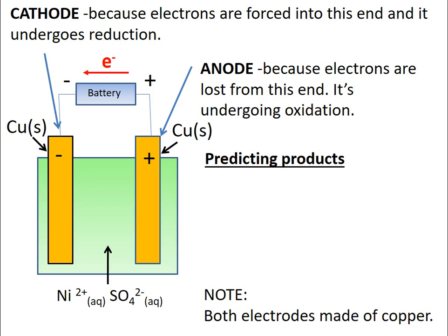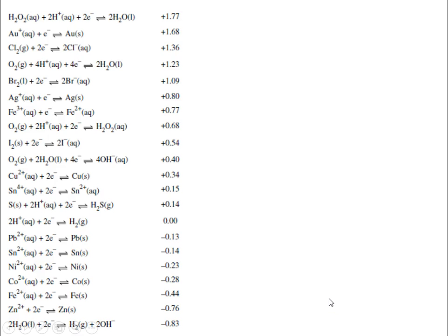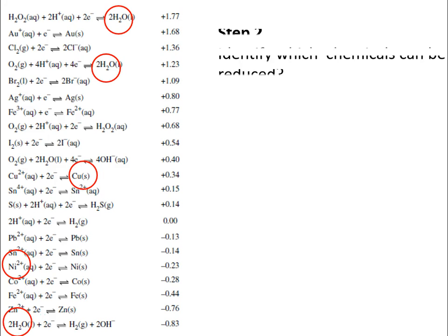So to predict what's going to happen when the electrons move across, you need to look at what chemicals are present. So write down step 1, identify everything that you've got present. So you've got copper solid, nickel ions, sulfate ions, and water. And notice both the electrodes are made of copper. Alright, so if we look on our electrochemical series, you find all of the chemicals that you've got.